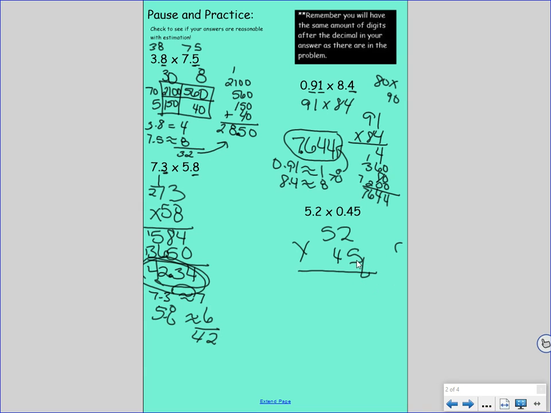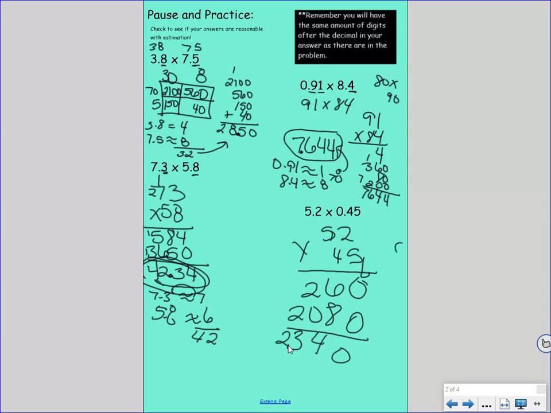5 times 2 is, where's my cursor at? There it is. 5 times 2 is 10. Carry my 1. That would be 26. Put down my 0. And that would be 8 and 20. And then when I add it up, we get 0, 14, 3, 2.